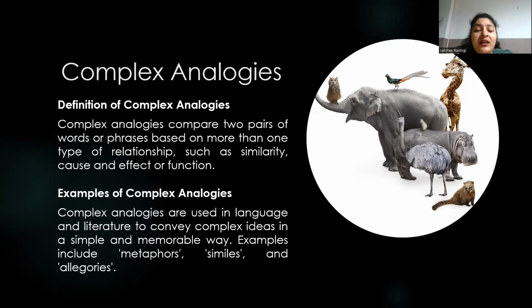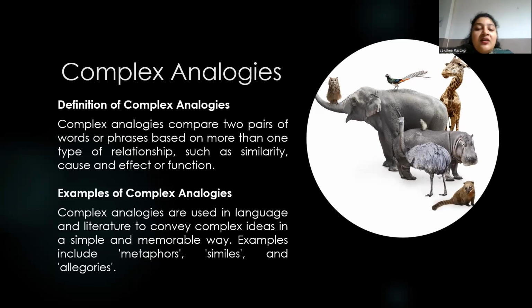Historian is to timeline and geologist is to fossil. Complex analogies like these require a deeper understanding of relationships and concepts and can help develop advanced critical thinking and problem solving skills. So what is the definition of complex analogies?